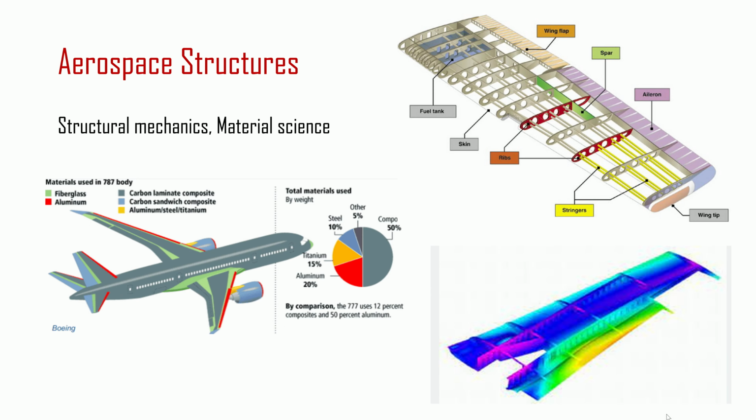Aerospace structures. Aerospace structures course focuses on the design, analysis, and construction of aircraft and spacecraft. It covers topics like structural mechanics, materials science, and how to apply these principles to aerospace vehicles. These courses are crucial for students and professionals in the aerospace industry, preparing them for roles in design, analysis, and manufacturing.